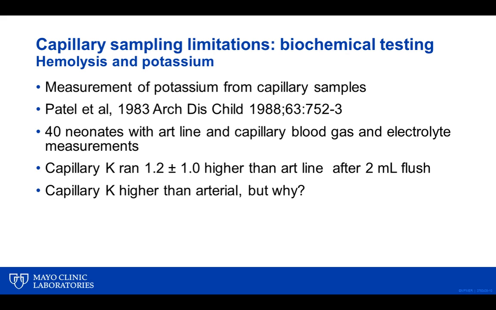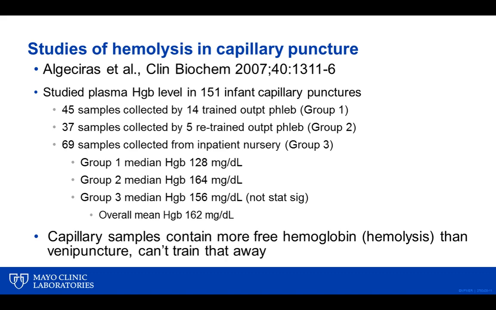So here's one study, quite old now, where 40 infants had an arterial line and a capillary puncture, and the capillary potassium ran 1.2 millimolar higher on average than the arterial line. So yes, the potassium is higher in a capillary puncture compared to an arterial or a venous specimen. Why is that? Well, it's pretty clear. It's because there's more cell breakage, hemolysis, free hemoglobin in these samples.